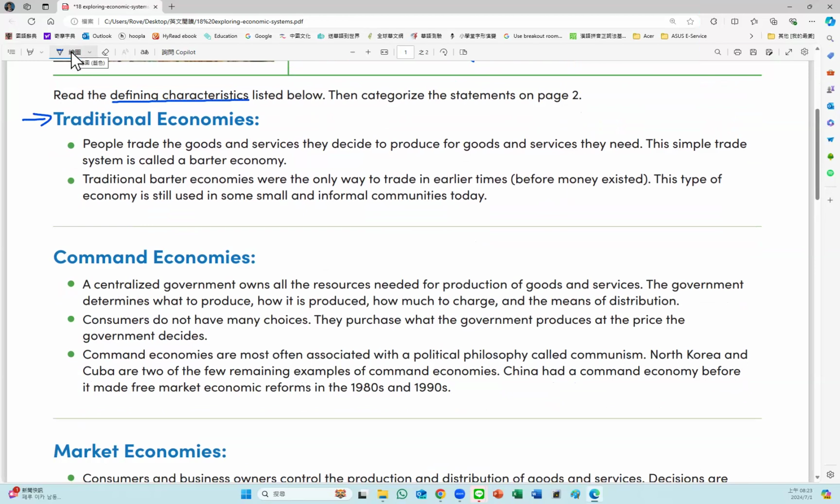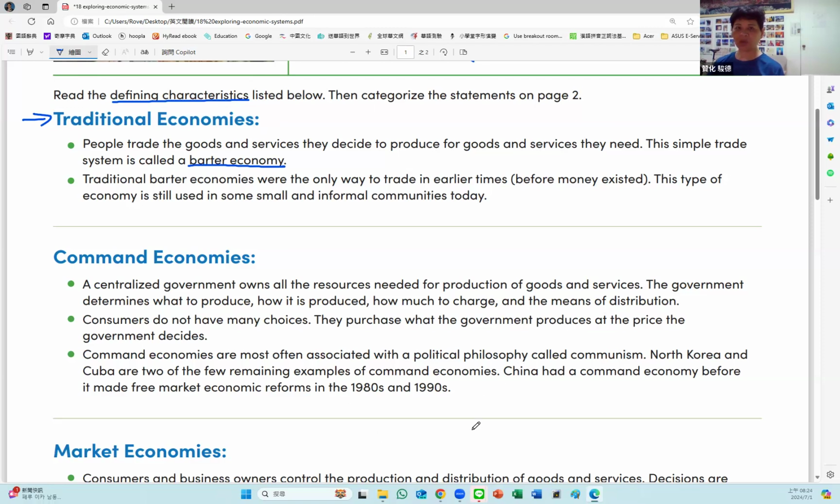Traditional economy. People trade the goods and services they decided to produce for goods and services they need. This simple trade system is called a barter economy. Traditional barter economies were the only way to trade in early times before money existed. This type of economy is still used in some small and informal communities today.